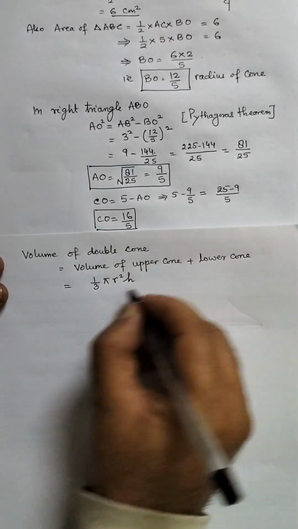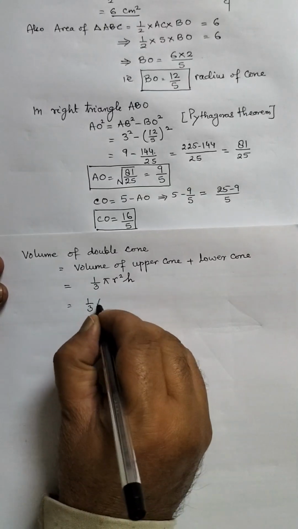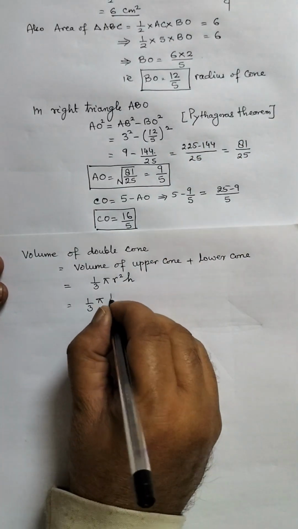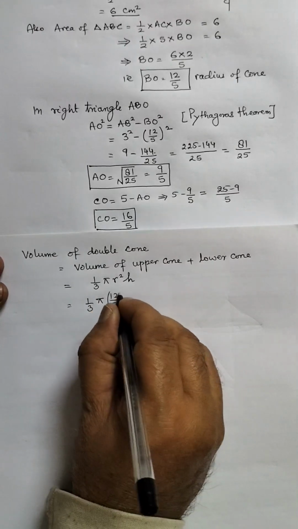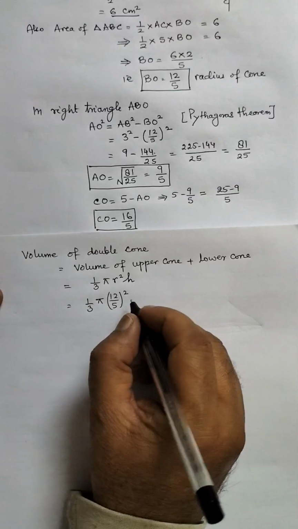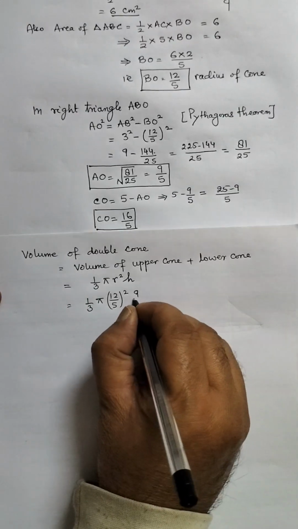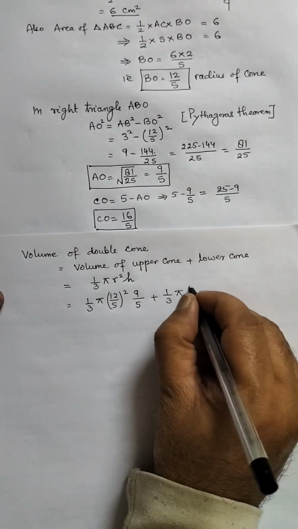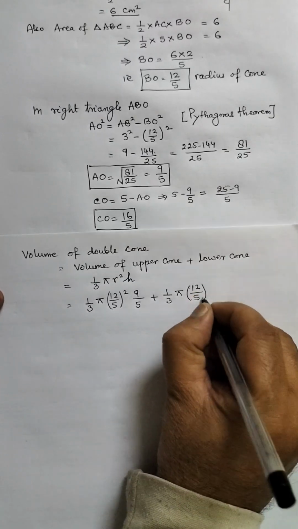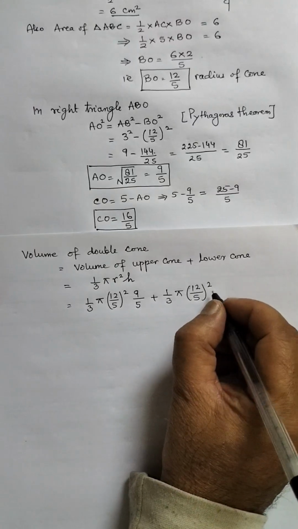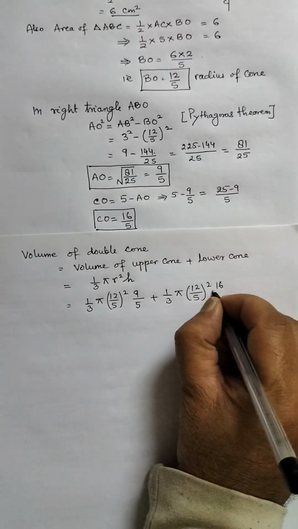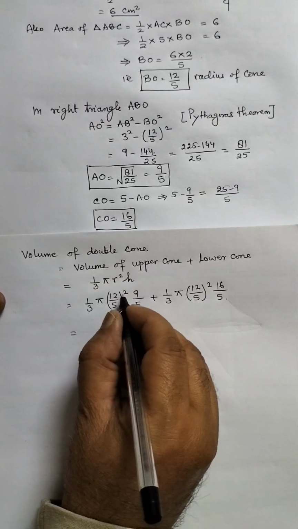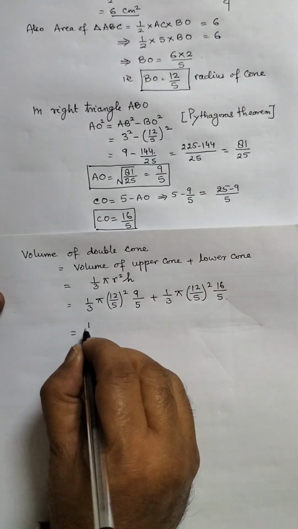Applying this formula, we will get 1/3 π r² h of the upper cone, where the radius we know is 12/5 squared, and the height of the upper cone is AO, that is 9/5, plus 1/3 π, again the radius is the same, (12/5) squared, but now the height of the lower cone is CO, which is 16/5. Now 1/3 π times (12/5)² is common. We will take this out.